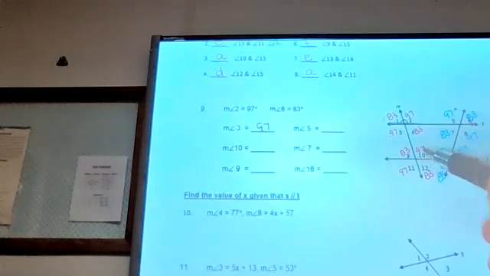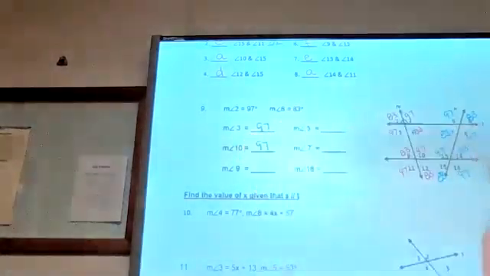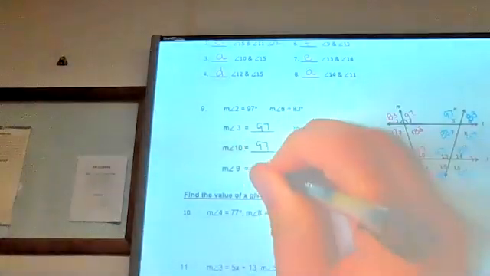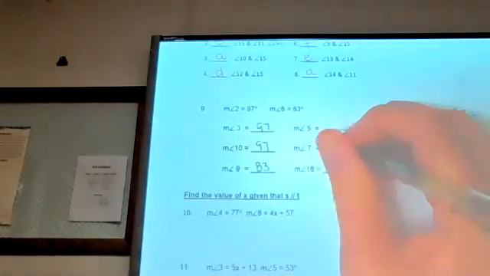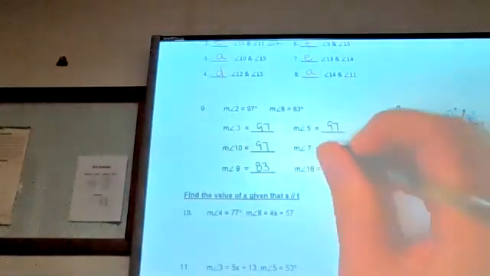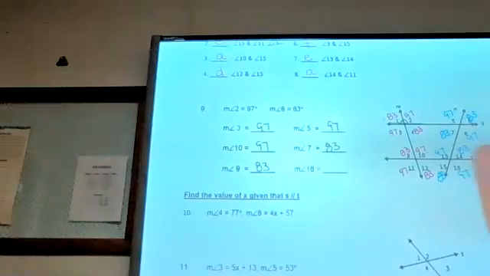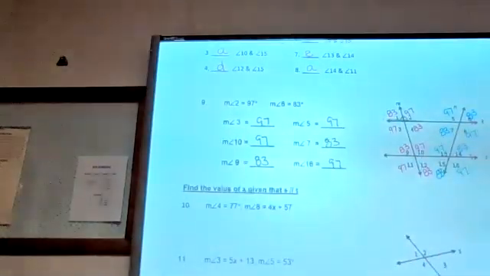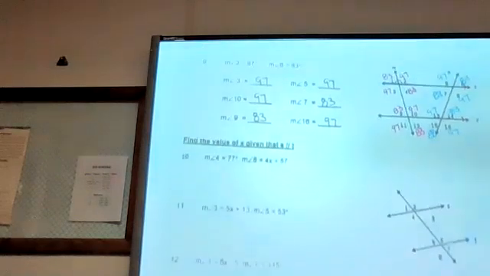Angle 10, 97. Angle 9, 83. Angle 5, 97. Angle 7, 83. And angle 16, 97. Okay, do you see how I've already done the work? I'm just filling it in after. Okay. Then it gives us another diagram.